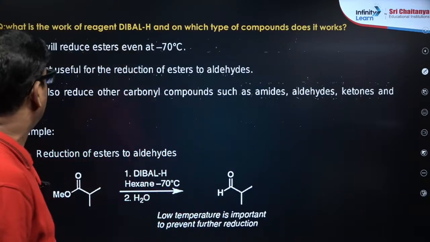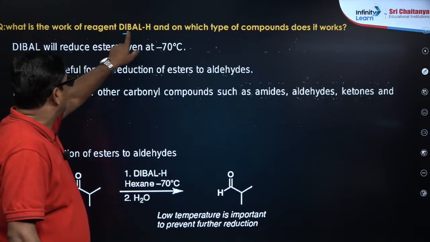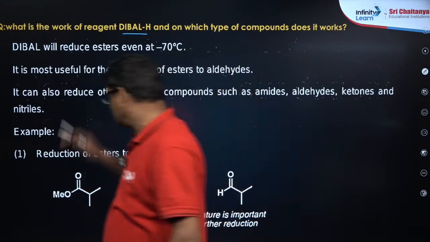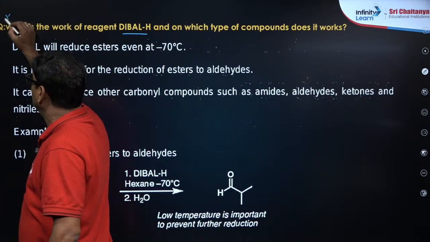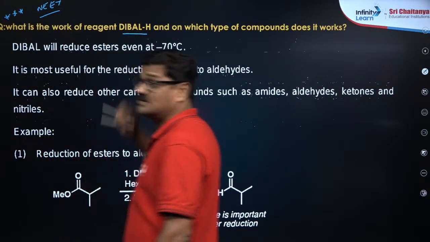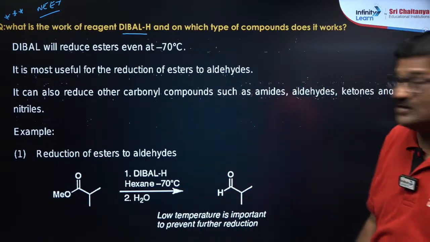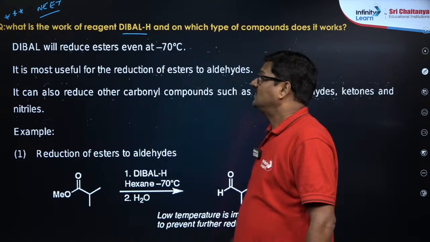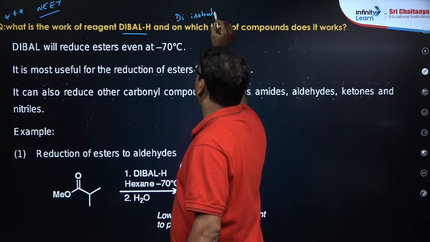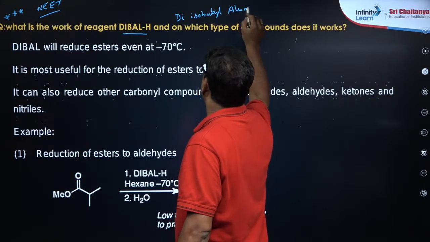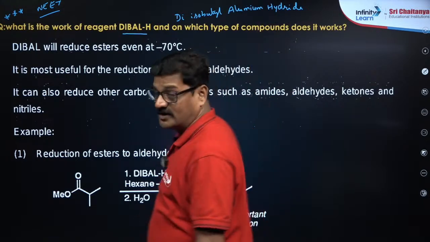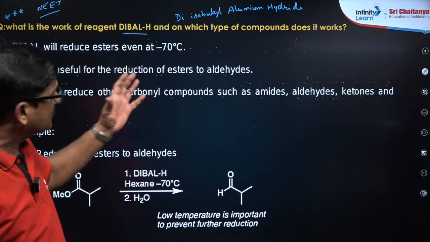Now let's talk about a very important point. What is the work of the reagent DIBAL-H? Which type of compounds does it work on? So my dear students, that slide that is visible to you is 100% important for the NEET examination, because it is there in the NCERT textbook, my dear children. DIBAL is diisobutylaluminium hydride. So that is called DIBAL-H. It is a super reducing agent.